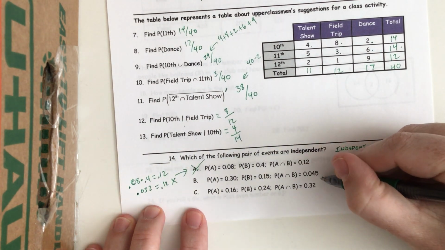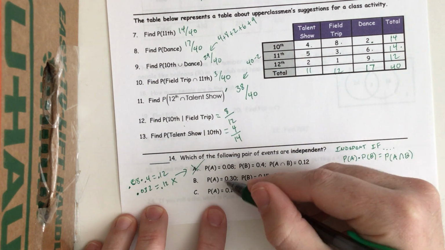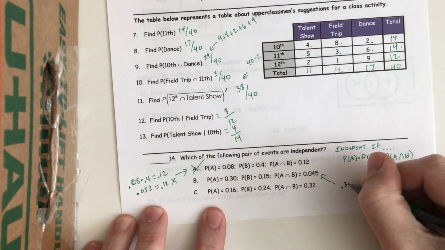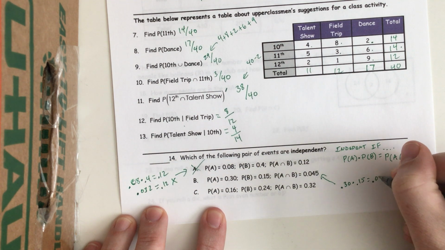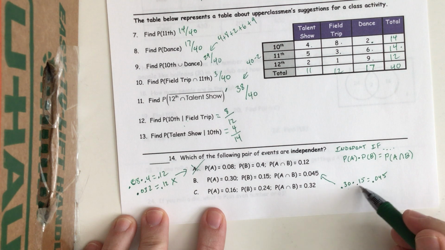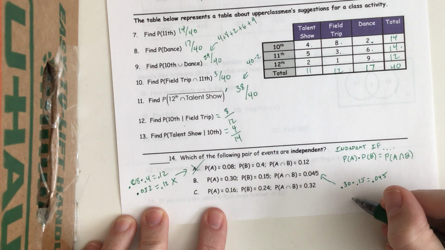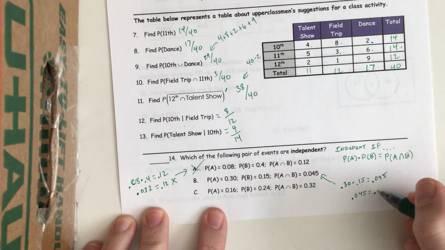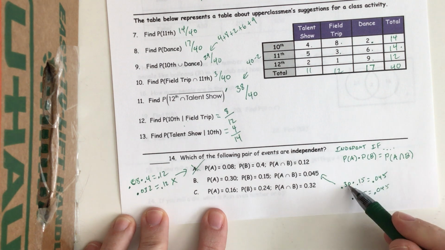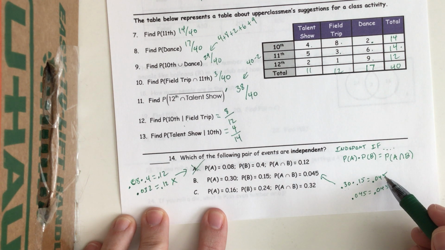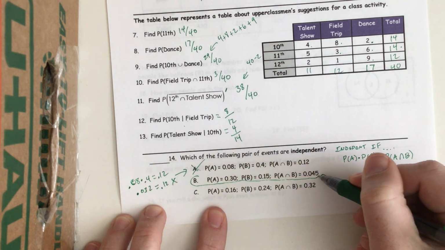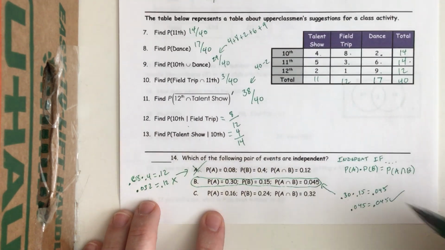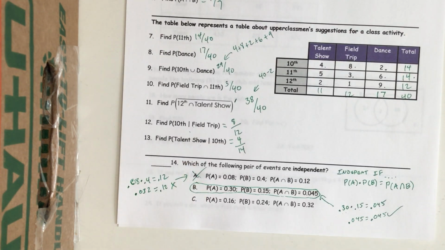Okay, what about B? If I take the P of A, 0.30, and multiply it by P of B, 0.15, does that equal 0.045? If I put that in the calculator, 0.3 times 0.15 does go to 0.045. And if P of A times P of B equals P of A intersection B, then they are independent. So that's our answer here. C is not going to work. It's going to be like A, where they are not going to equal each other.